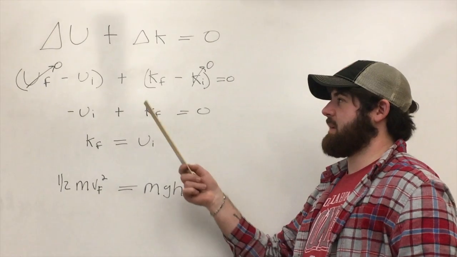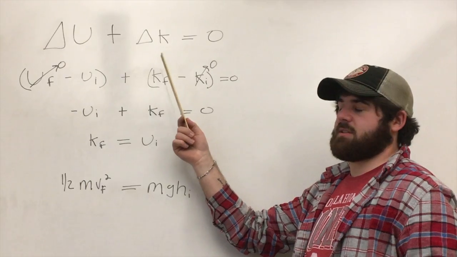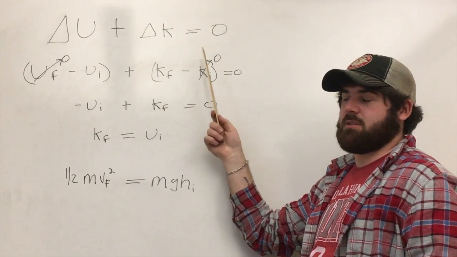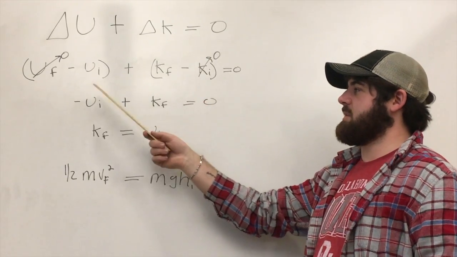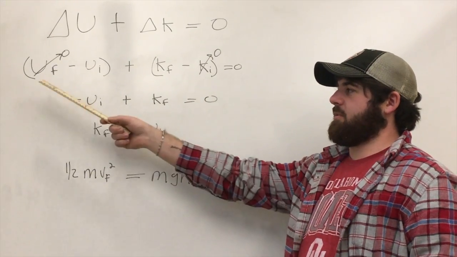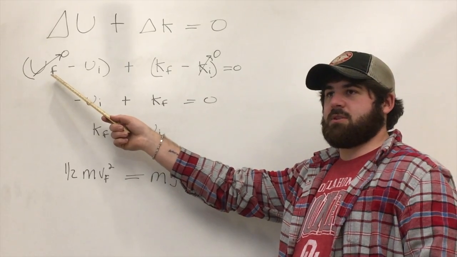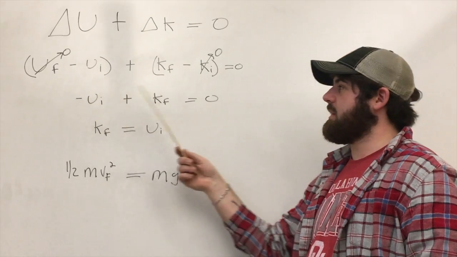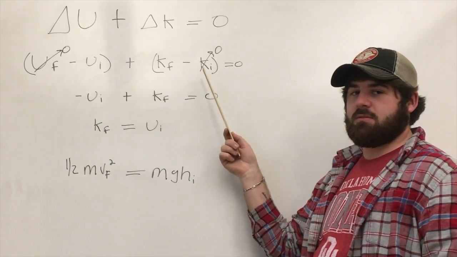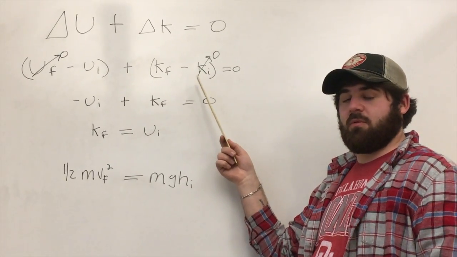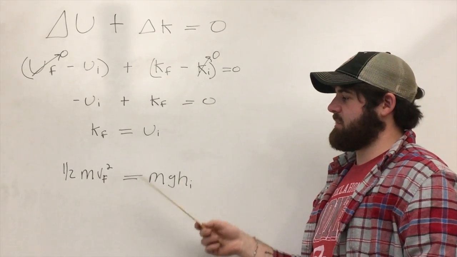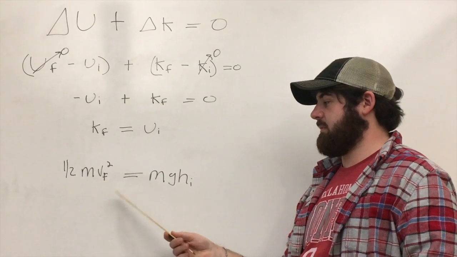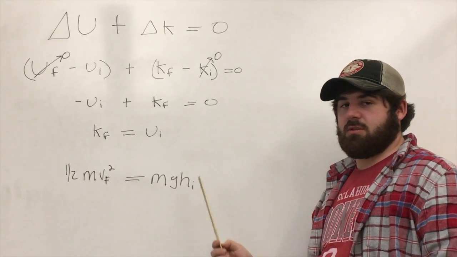The conservation of mechanical energy is given by this equation here, which states that the change of potential energy plus the change of kinetic energy is equal to 0. Further expanding this equation, we can get this one right here. Now, the reason that the final potential energy is equal to 0 is because there's no height change when the ball is on the ground. And the reason that the kinetic energy initial is equal to 0 is because the ball is at rest right before we drop it. Further expanding this, we can get this equation right here, which states that 1/2 mv squared final is equal to mgh initial.